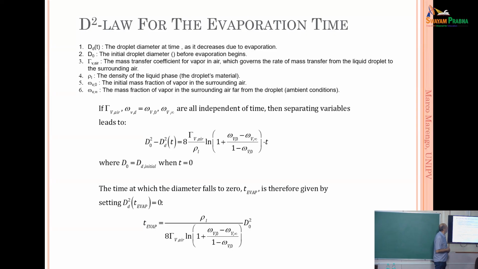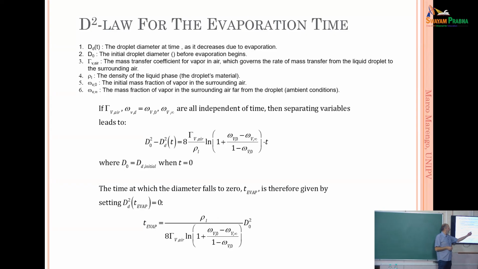The density of the liquid phase, the droplet material, the initial mass fraction of vapor in the surrounding air. So it's also important to know the concentration of the component, the liquid in this case, in the gas phase. And the mass fraction of the vapor in the surrounding air far from the droplet, at infinity. So if you do the theory, and I have it in the supplementary material, you land on this expression.